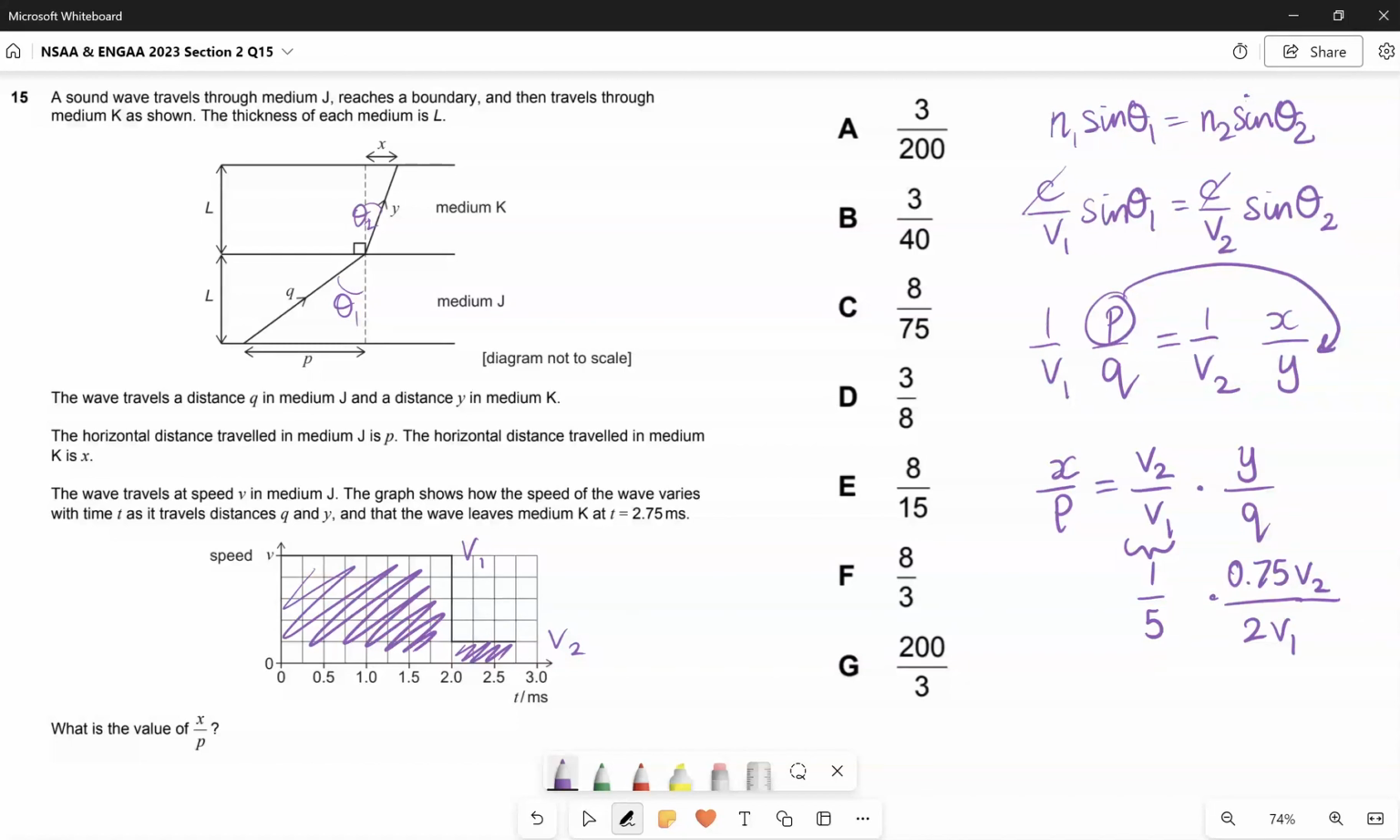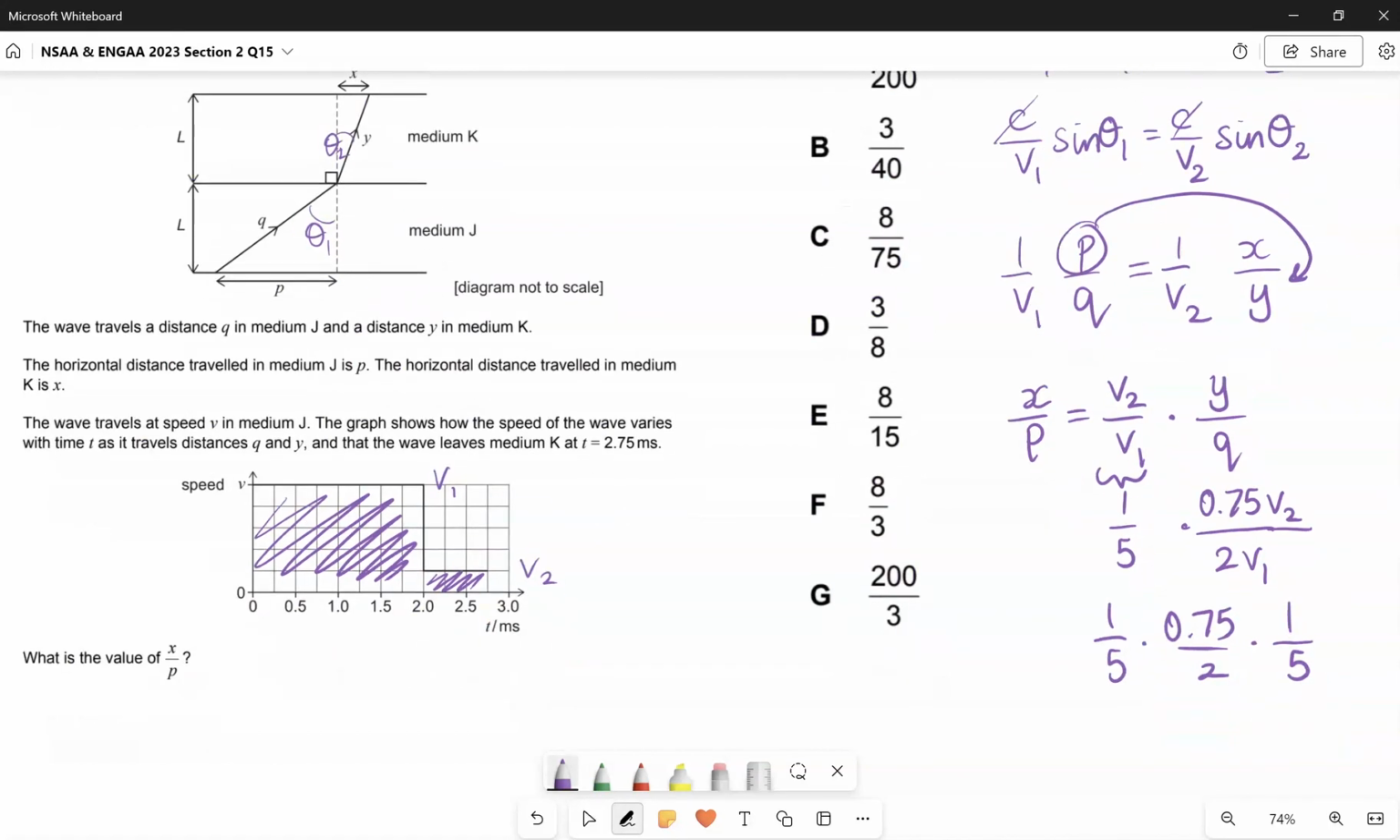And then we know v2 over v1 again is a fifth, so we have 1 over 5 times 0.75 over 2 times 1 over 5. So we can see 1 over 5 times 1 over 5 is 1 over 25. 0.75 divided by 25 is 0.03. 0.03 divided by 2 is 0.015. So which one of these could we use here?